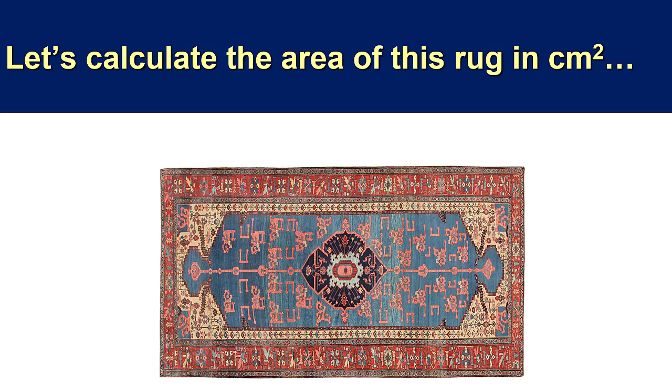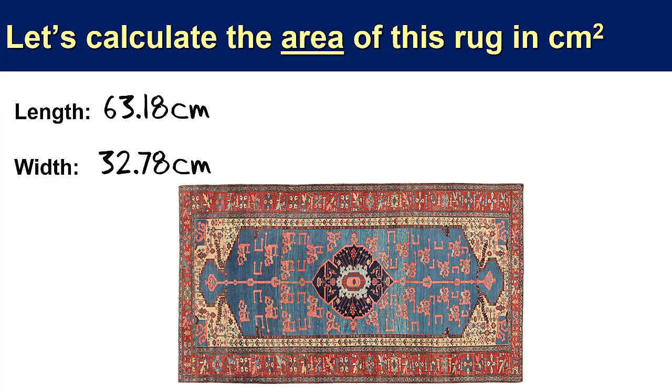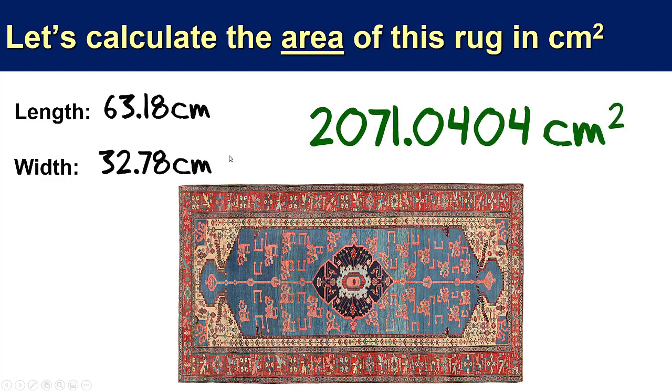Check out this example. Let's say I want to calculate the area of this rug in centimeters squared. So I get out my measuring tool, which is my handy dandy tape measure, and I start to measure, and I get a length and a width. My length is 63.18 centimeters. My width is 32.78 centimeters. Boy, this is a pretty small rug. But when I calculate the area using my calculator, let's plug this in, equals, I wind up getting 2071.0404 centimeters squared.